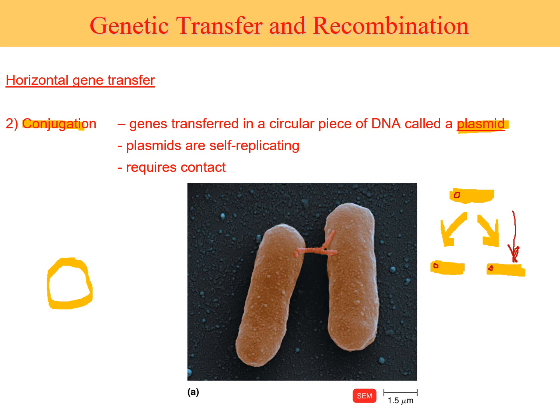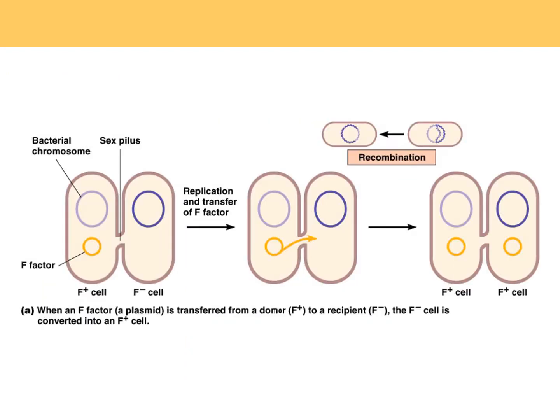And once it's exchanged, because the plasmid is self-replicating, it will get more than one copy, and it will continue on, horizontally transferred and then also vertically transferred as the bacteria that received it divides and grows. So that's a second example of horizontal gene transfer. The first was transformation, the second is conjugation, and here is a diagram showing that process of conjugation.